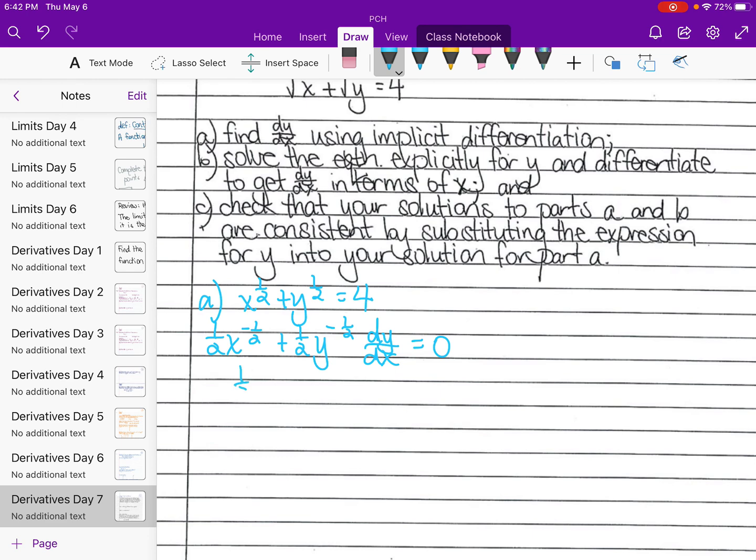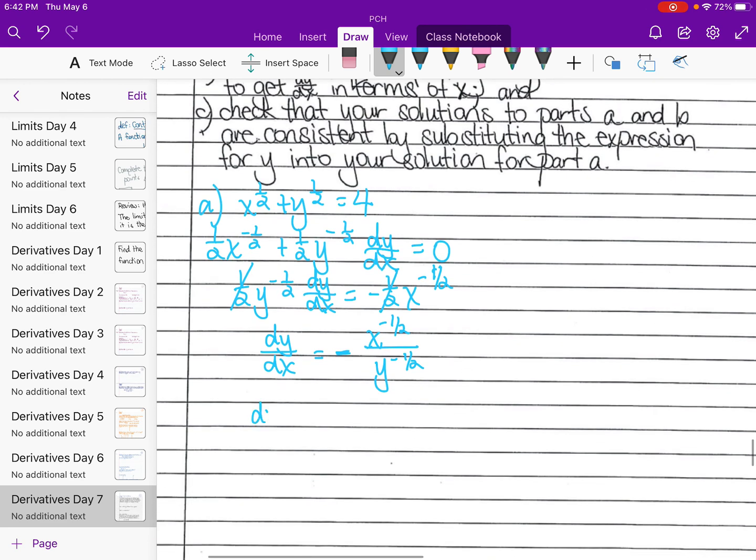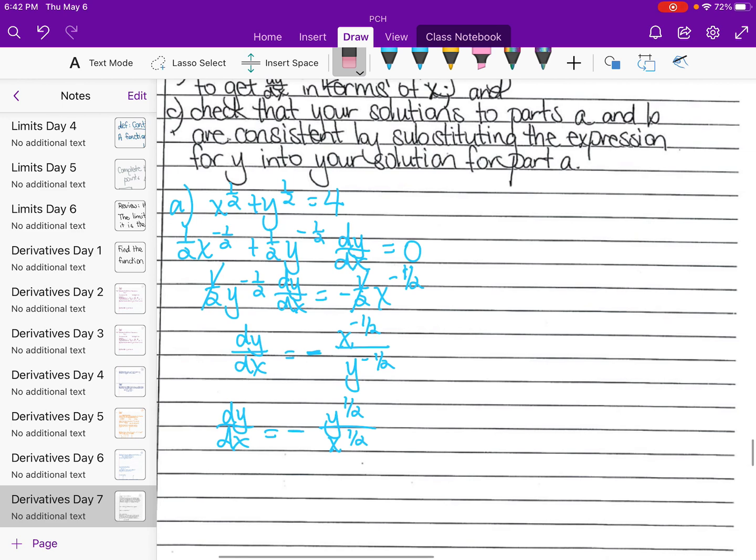So I'm going to move some things around, or one thing. And then I'm going to divide by 1/2 to get rid of that, or multiply both sides by 2, however you want to think of it. And then I've got negative x to the negative 1/2 over y to the negative 1/2, which I don't like negative exponents, so it's going to flip. And just to make it look nicer, I can write it as, let's hold off on this because we're going to compare this to something. I want to wait and see a minute.